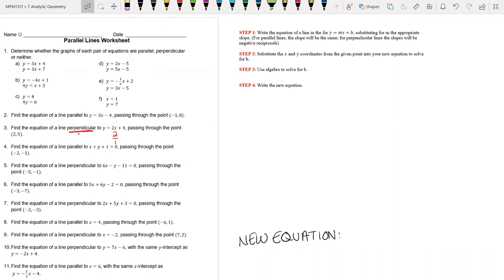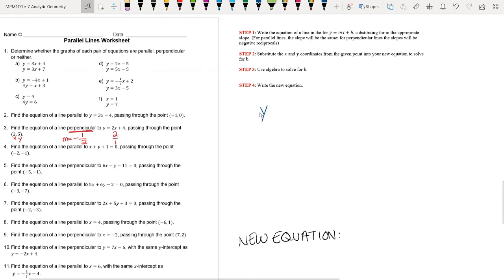And to get the negative reciprocal, I'm simply going to flip the fraction and change the sign. So it was positive, now it's negative. It was 2 over 1, now it's 1 over 2. So the slope of my new line is going to be negative 1 over 2. m is equal to negative 1 over 2. Then it passes through the point 2, 5, so I'm just going to label them x and y. Now I can follow the 4 steps that I've outlined here.